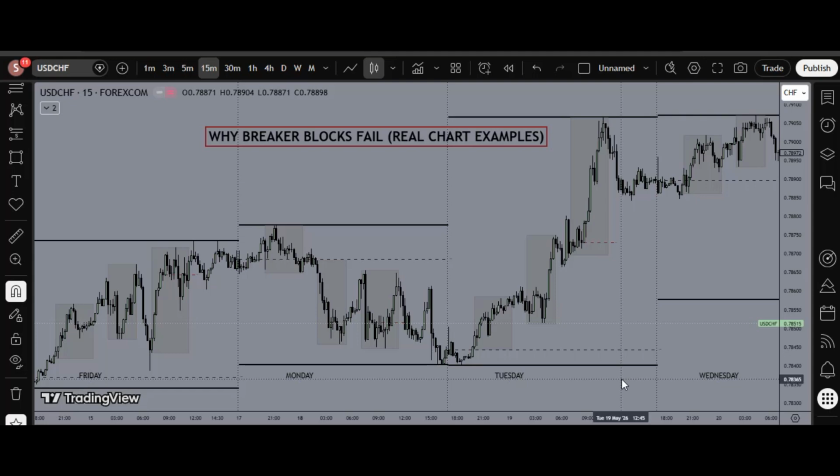After my last video on why breaker blocks fail, many traders still ask one question: how do you actually spot a fake breaker block in real charts? Today, I will walk you through live examples most traders miss.